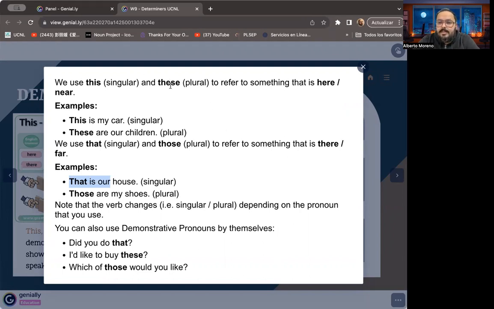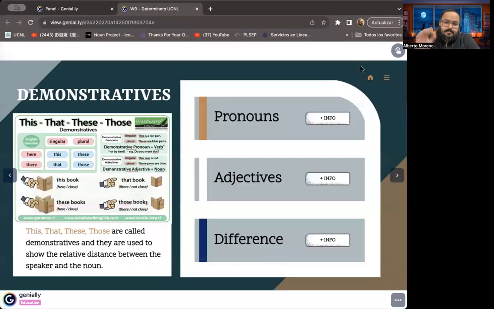this and these are for something that is close to me, I mean, close to the person who speaks, and that and those are for something that is far from the person who speaks.